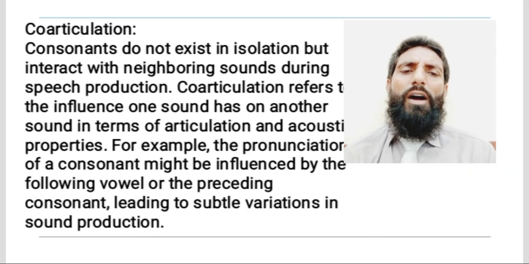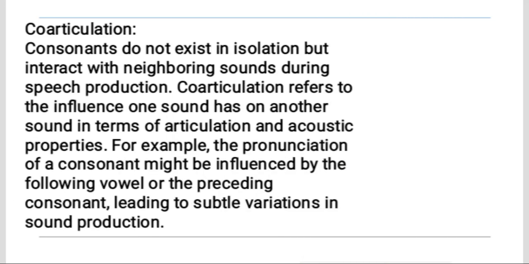Co-articulation. We have already discussed it. Let's discuss it again. Consonants do not exist in isolation but interact with neighboring sounds during speech production. Co-articulation refers to the influence one sound has on another sound in terms of articulation and acoustic properties. For example, the pronunciation of a consonant might be influenced by the following vowel or preceding consonant, leading to subtle variation in the sound production.